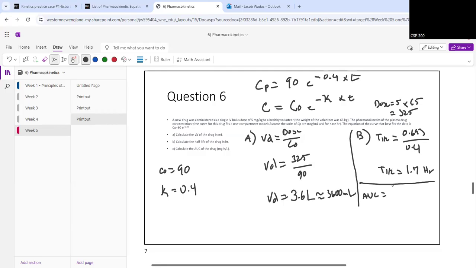Dose over clearance, which is just dose divided by VD times K.